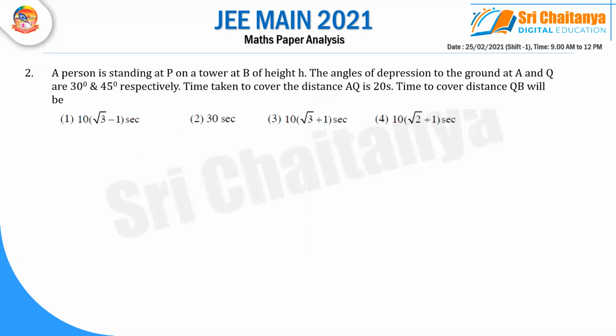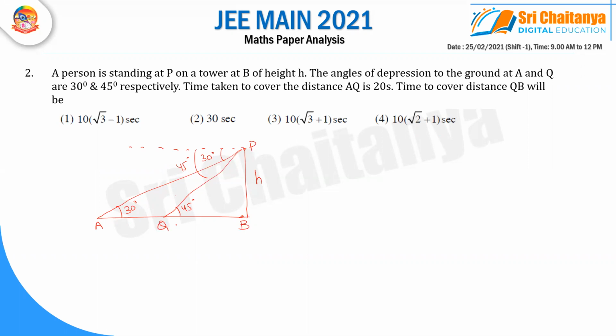It is a question on heights and distances. He's saying a person is standing at P on a tower at B of height h. So let us draw the diagram first. This is P and the height is h. They're saying angles of depression at two different points, so I'm taking two different points. This is my 30 degrees and this is my 45 degrees. Using some basic properties, we will be getting these angles. They said 30 degrees is at A and this is at Q.